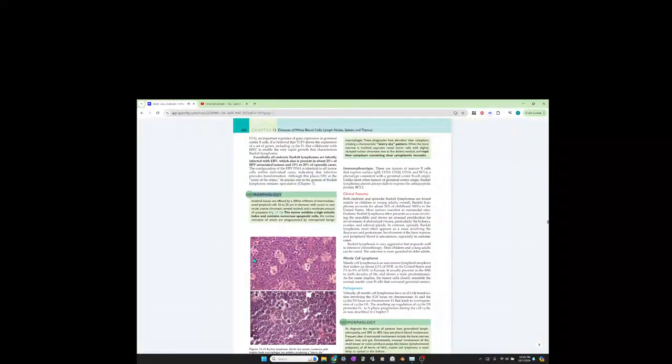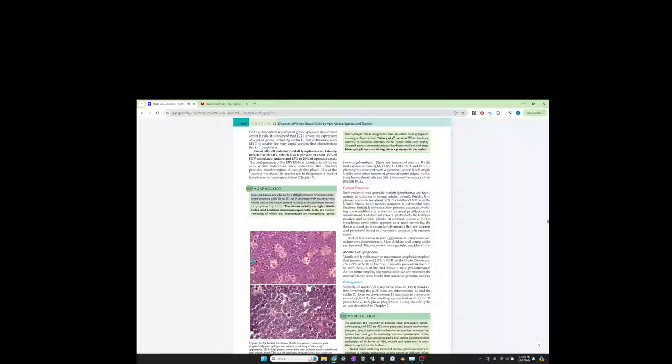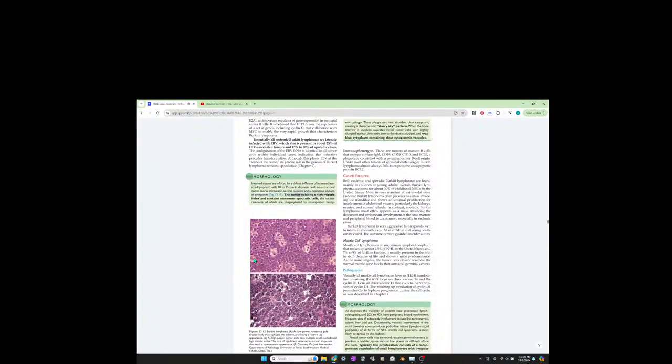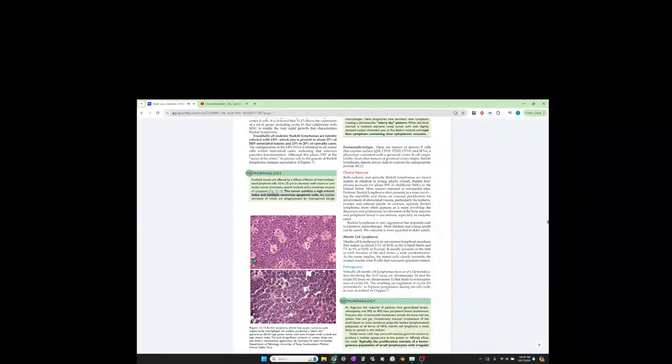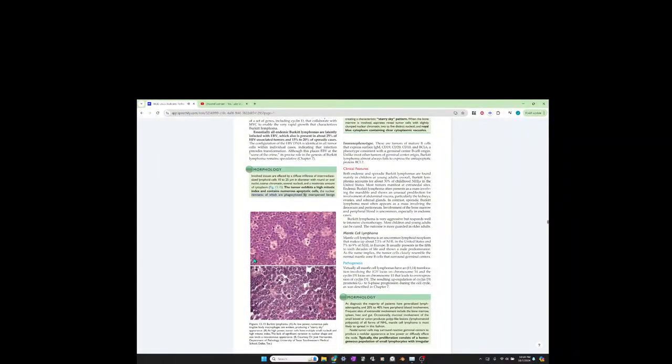Morphology. Involved tissues are effaced by a diffuse infiltrate of intermediate-sized lymphoid cells 10 to 25 micrometers in diameter with round or oval nuclei, coarse chromatin, several nucleoli, and a moderate amount of cytoplasm. The tumor exhibits a high mitotic index and contains numerous apoptotic cells, the nuclear remnants of which are phagocytosed by interspersed benign macrophages. These phagocytes have abundant clear cytoplasm, creating a characteristic starry sky pattern.